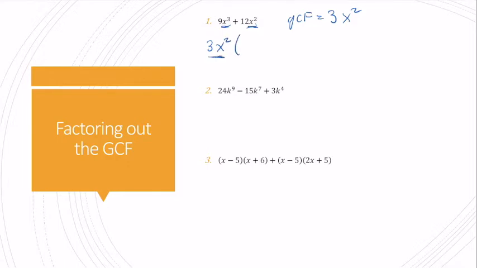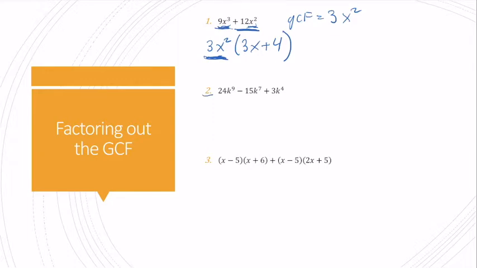What do I multiply 3x squared by to get to 9x cubed? Well, that's just going to be 3x. What do I multiply 3x squared by to get to 12x squared? That's going to be 4. So we're just pulling out the greatest common factor.